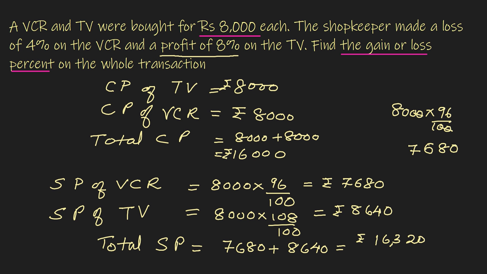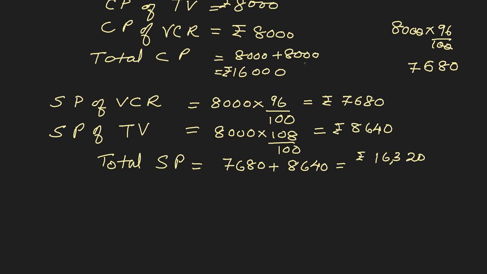So we can write profit is equal to, how will you find out? Selling price minus cost price, that is 16,320 minus 16,000, which is equal to 320. That means rupees 320 he got profit.